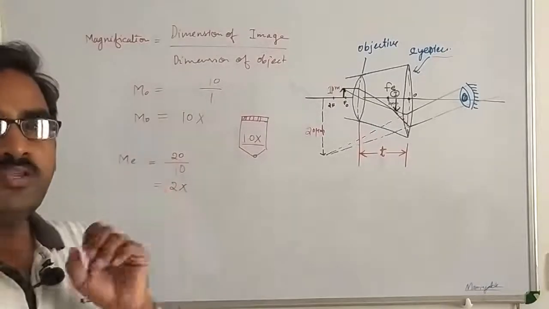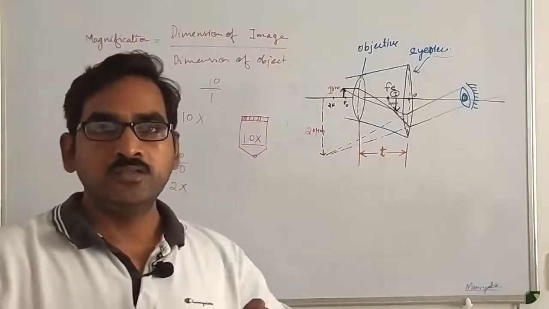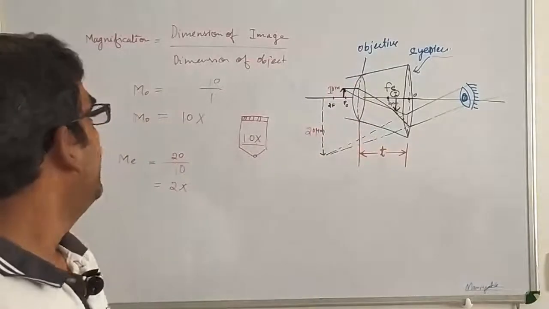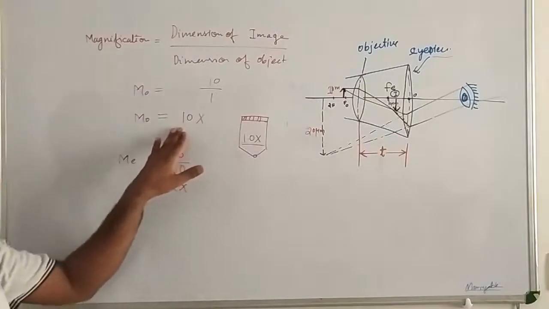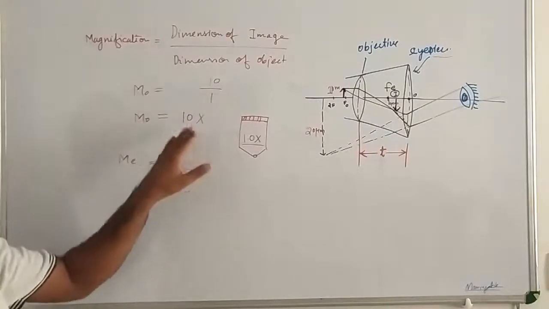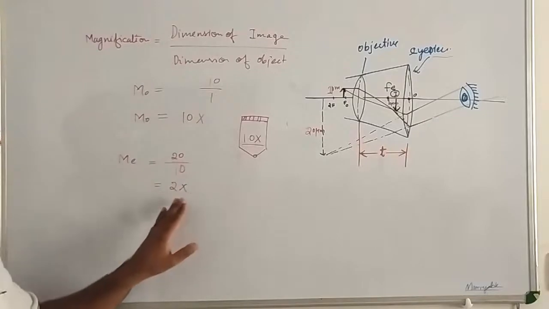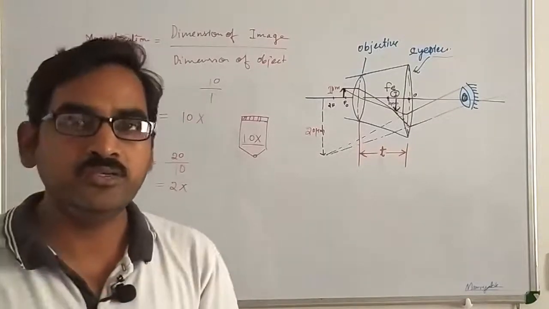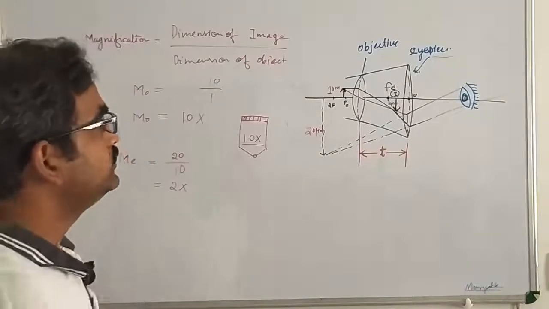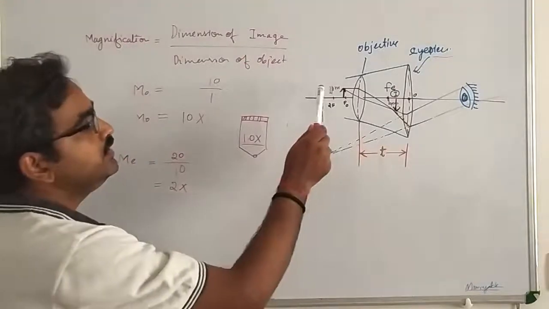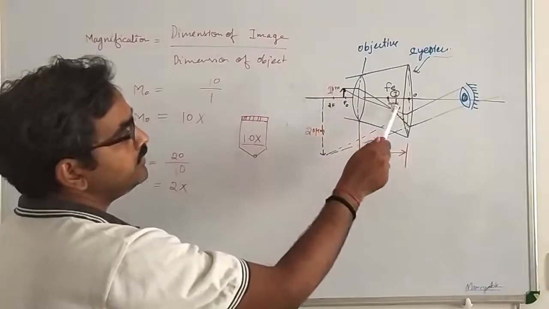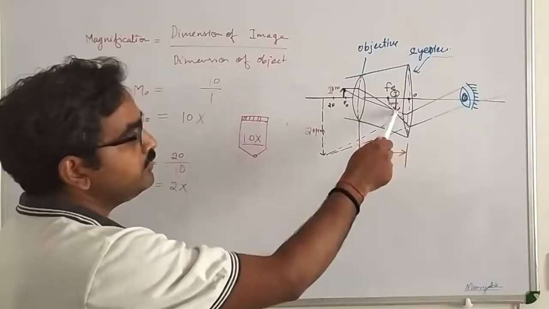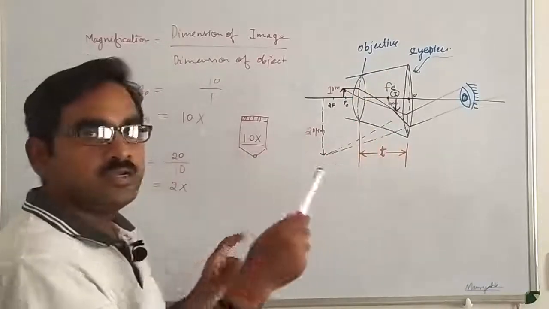Now it is often asked in the examination. Suppose somebody asks you, this is a microscope, I have objective magnification 10x and eyepiece magnification 2x, then how much total magnification will you get? Here from 1 micron to 10 micron we are getting 10 times, and then from 10 micron to 20 we are getting 2 times.